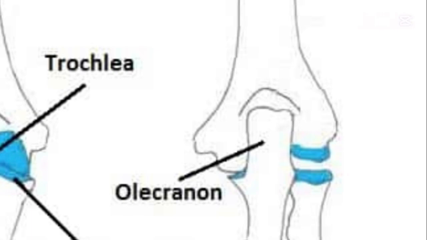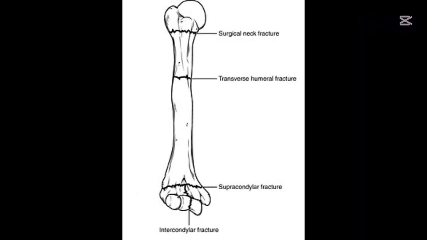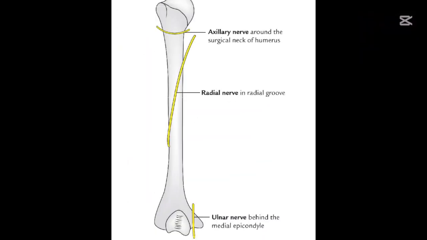Now you can have fractures. What fracture did I say you can have? You can have a surgical neck fracture, where you damage the axillary nerve and the circumflex humeral vessels. If you have a humeral shaft fracture, what happens? You are damaging your radial nerve. In humeral shaft fracture, you are damaging the radial nerve at the radial groove.